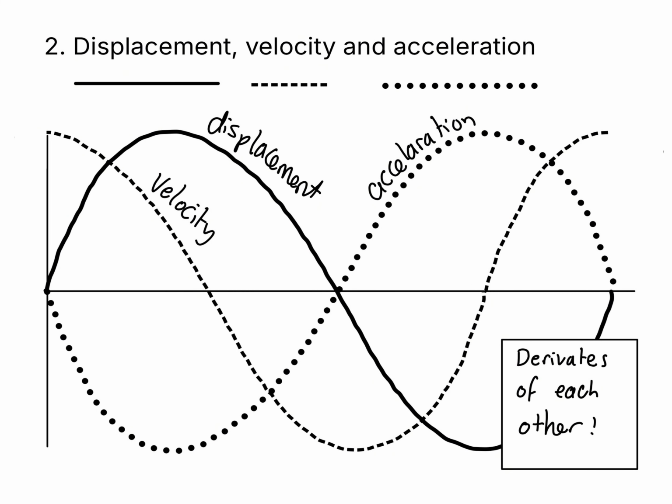Now, velocity is the rate of change of displacement, and acceleration is the rate of change of velocity. So each graph is the derivative of the one above it, and each ends up a quarter of a cycle ahead. Let's read them physically.